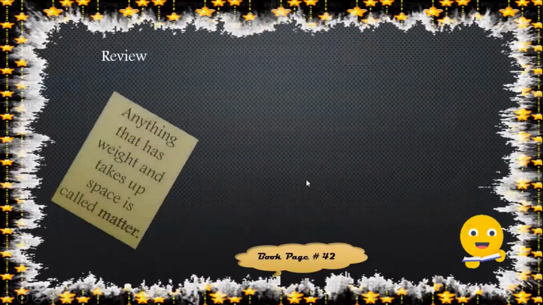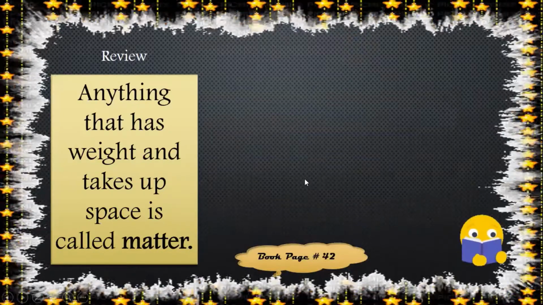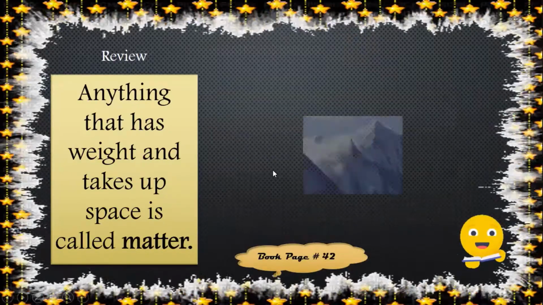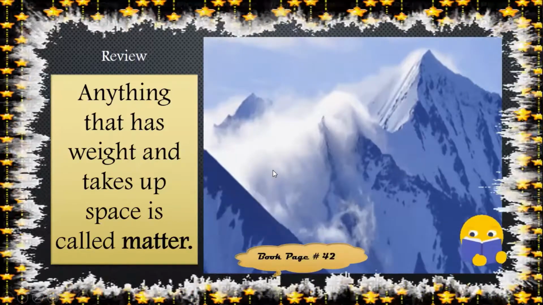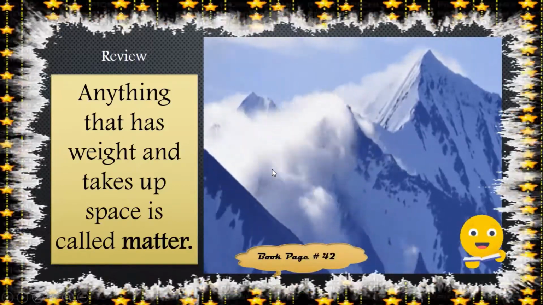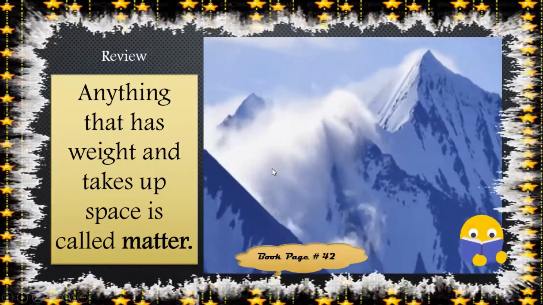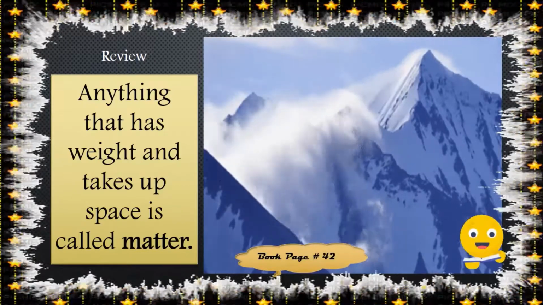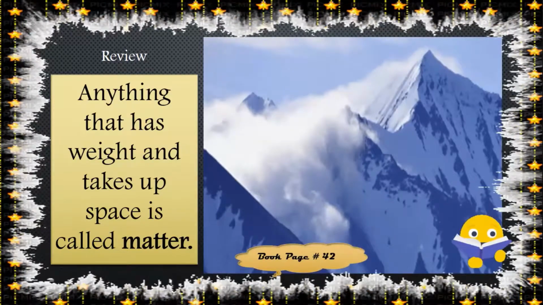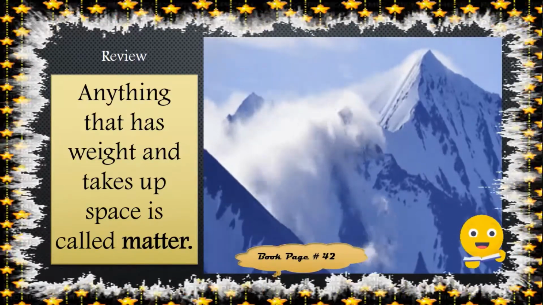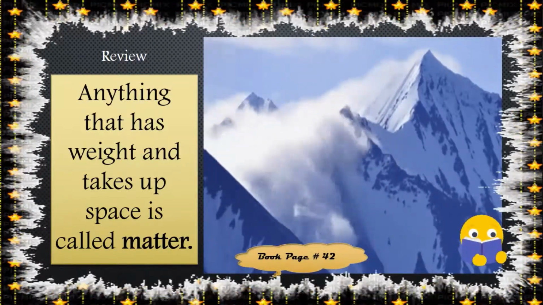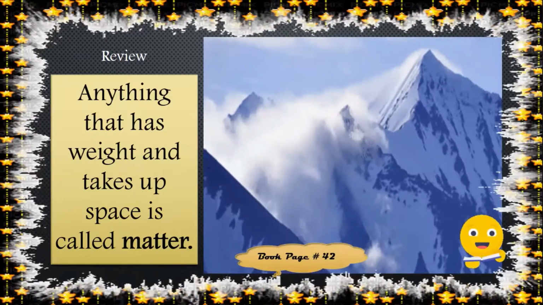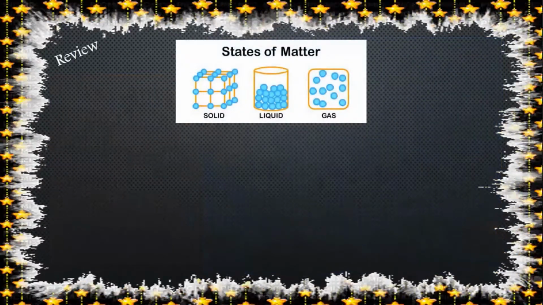As we all know now, anything that has weight and takes up space is called matter. There are many different kinds of things in the world. They are of different shapes, sizes, and colors. Some are hard, some are soft, some are warm, and some are cold. They may be wet or dry, rough or smooth. All these things look and feel different from each other. So all things in the world have weight and take up space.